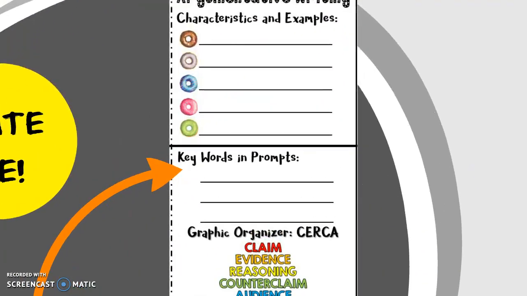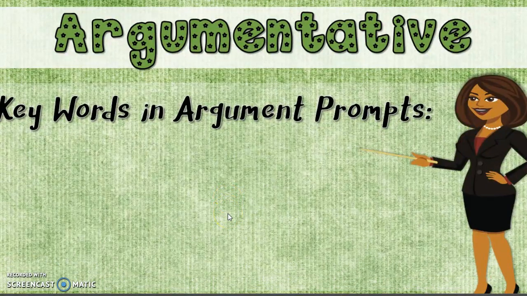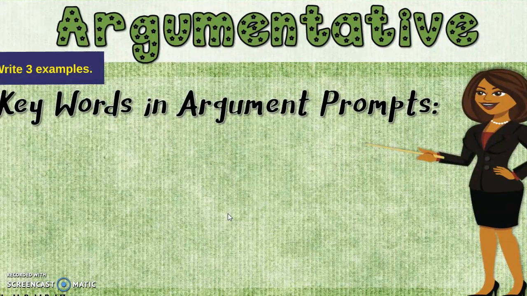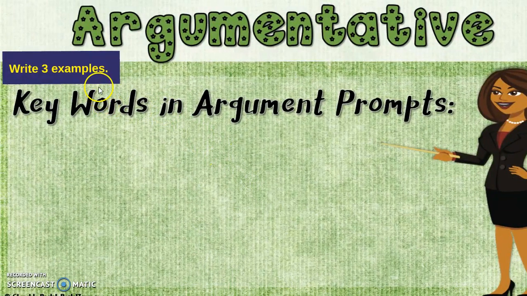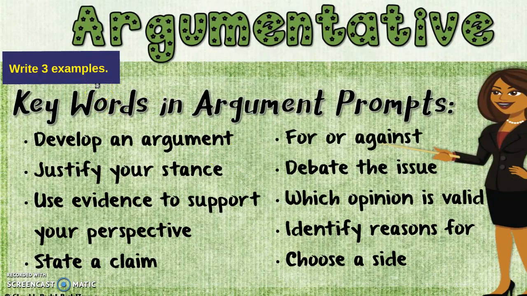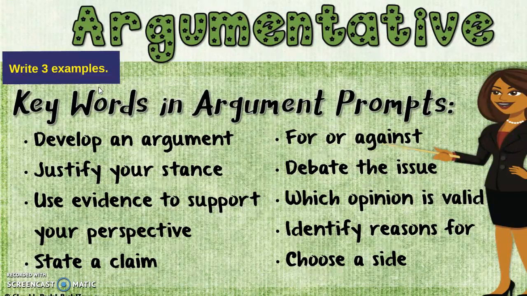Time to write. We are writing our last section, keywords and prompts, right here. The keywords in argumentative prompts are almost the same in every one. And again, you're writing down 3 examples for me as shown. Here are 9 examples. They tell you to develop an argument, justify your stance, use evidence to support your perspective, or state a claim. These are all things they would say in argumentative writing prompts.